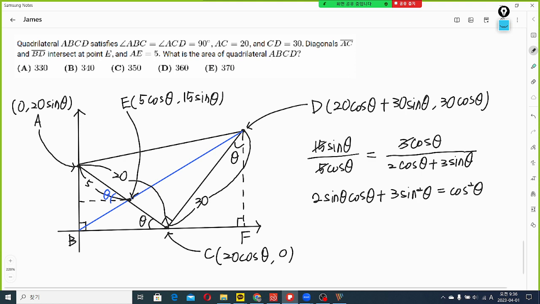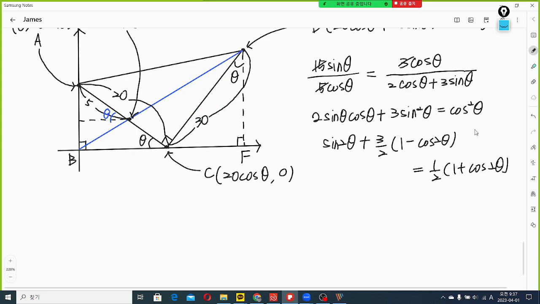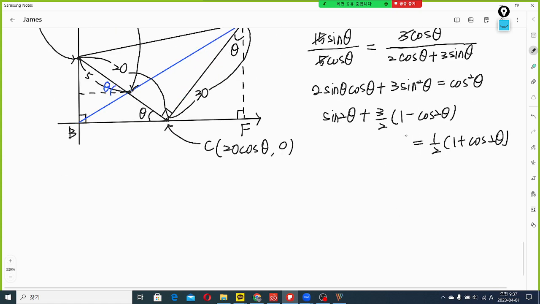And then we can use the double angle formula. So 2 times sine theta cosine theta is equal to sine of 2 theta. And sine squared theta is equal to 1 minus cosine 2 theta divided by 2. And for cosine squared, that's half of 1 plus cosine 2 theta. So we can multiply 2 to both sides.